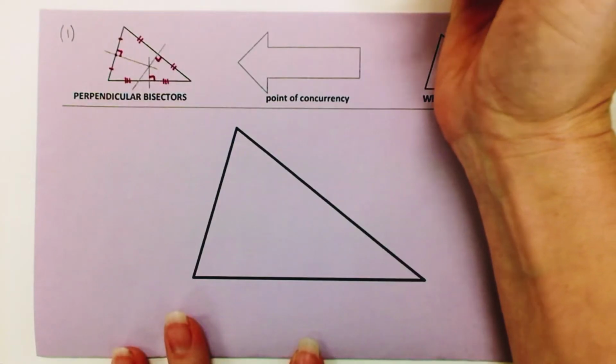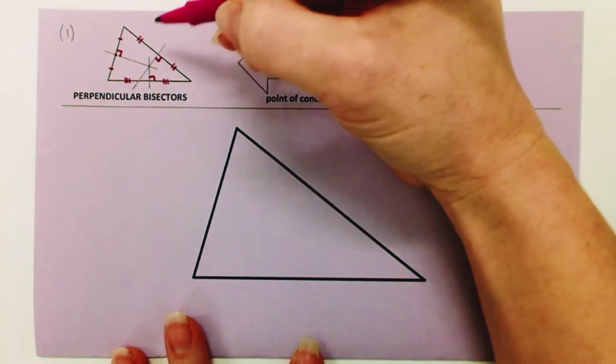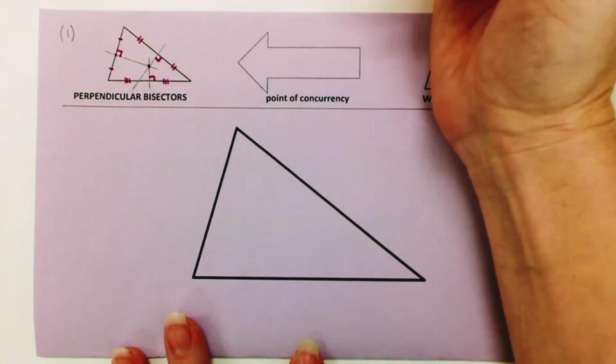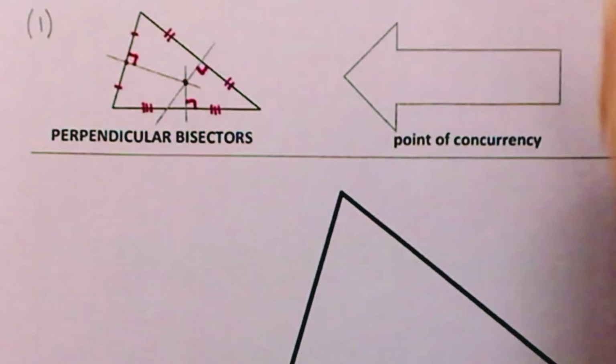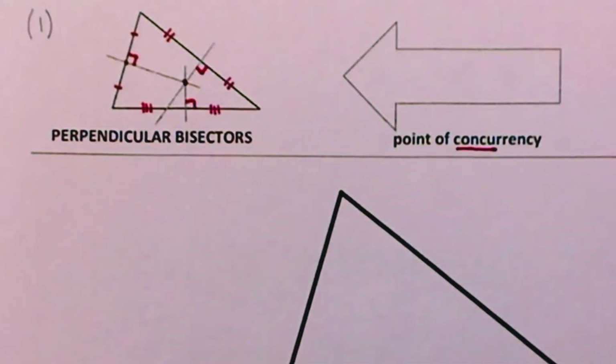I don't know if you realize how amazing this is, but when you draw the three perpendicular bisectors, they all happen to meet at one point. You might even call it the center of the triangle. They call that the point of concurrency. To concur means to agree, and so all three of those perpendicular bisectors agree on that one certain point.